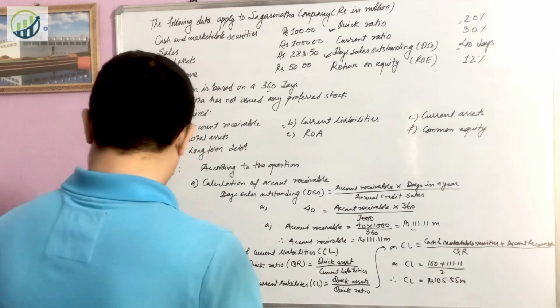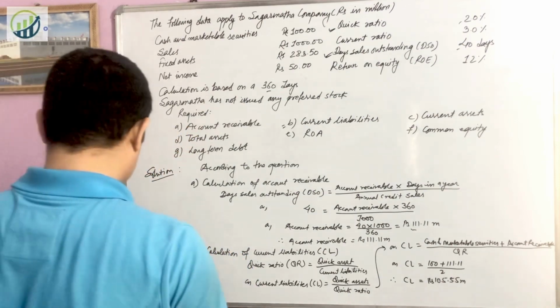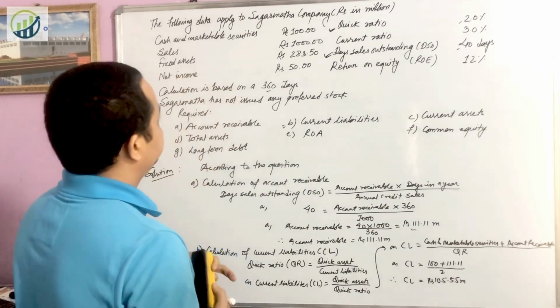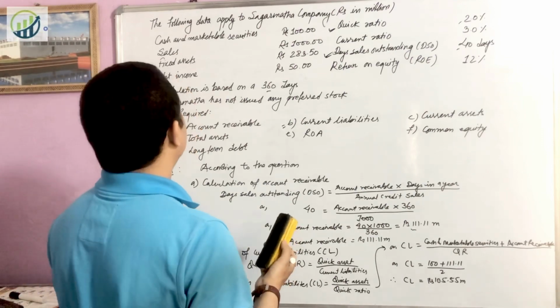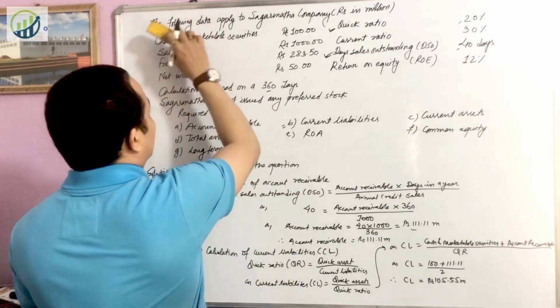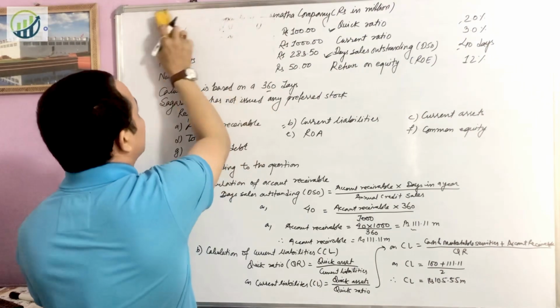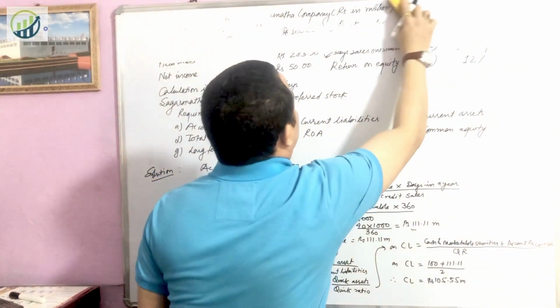This is the current liabilities. Okay, so after you find the current liabilities, you have to find now the current assets. So let's find the current assets.